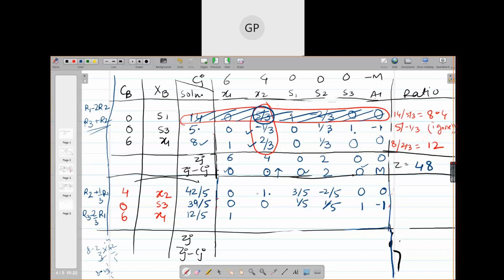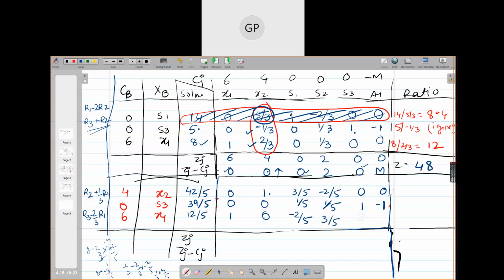This one as it is. Then 2 by 3 minus 2 by 3 is 0. Then 0 minus 2 by 3 into 3 by 5, that is minus 2 by 5. Then 1 by 3 minus 2 by 3 into minus 2 by 5. So 1 by 3 plus 4 by 15, that is 9 by 15. 9 by 15 is 3 by 5.